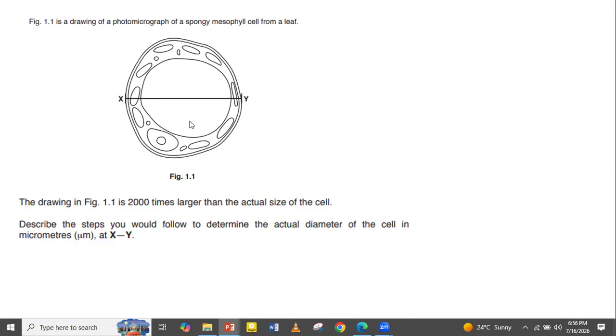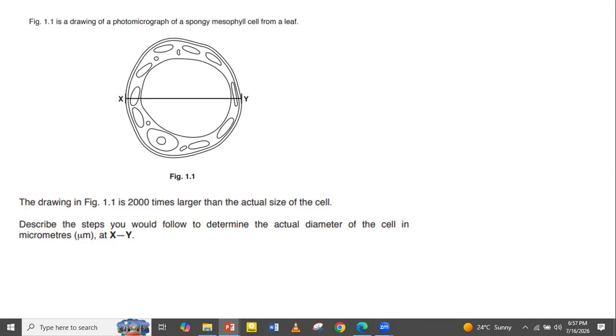This is another question, but you can try it out. I'm not going to do it. You can try it out on your own. You can take a screenshot and try it out. So that is your homework.